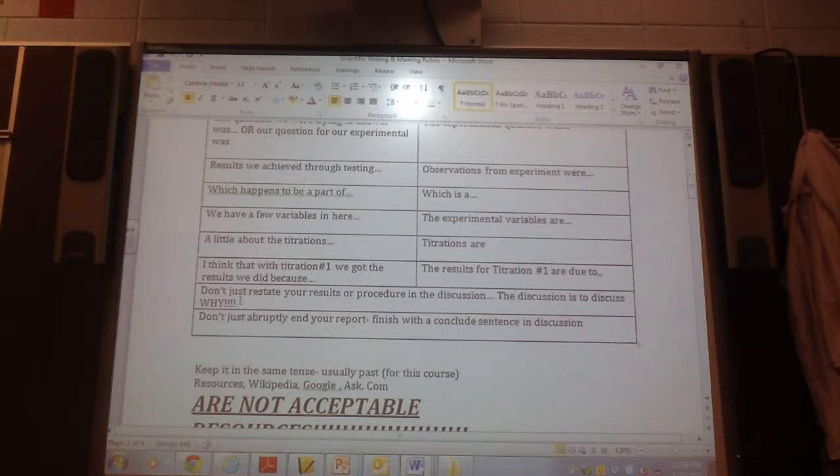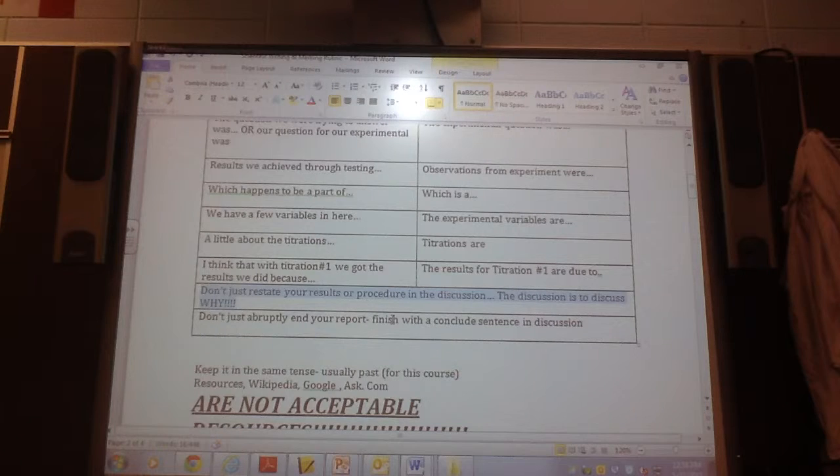Also, don't just restate your results or procedure in the discussion. The discussion is to discuss why your results happened the way they did. So it would be like, our observations are Matthew's nose is bruised. It is swollen. It hurts to sneeze. That would be the results. The discussion is, why does it hurt? What happened? Then we discuss why. We don't just say all of his symptoms again.